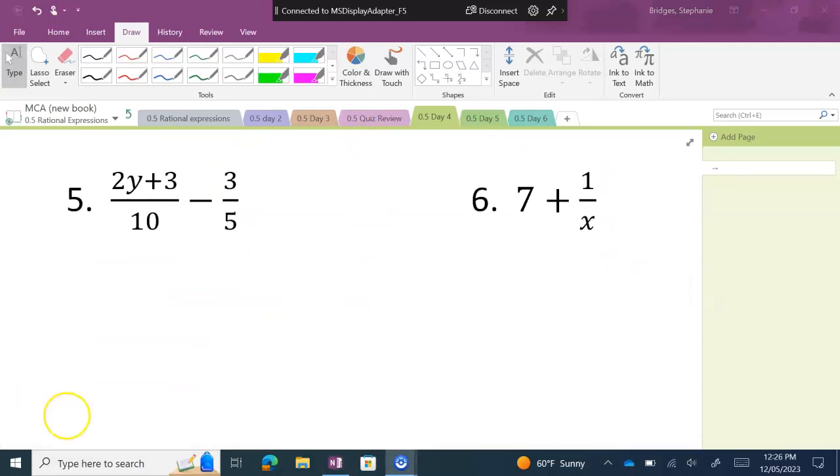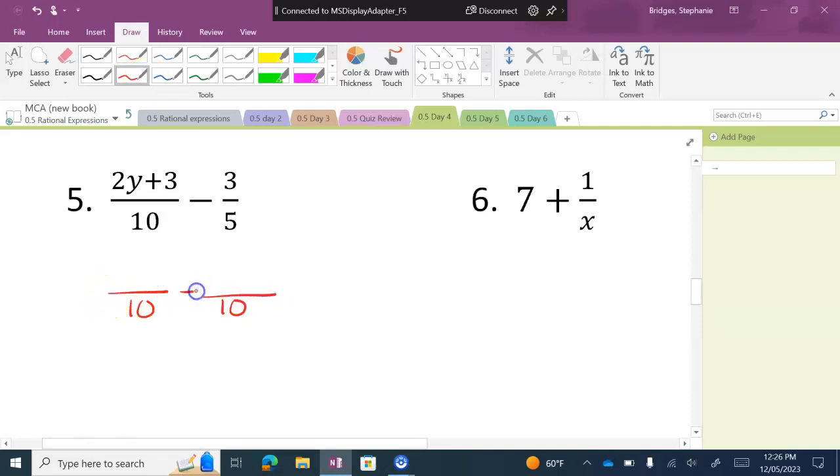Okay, try these 2. And there is definitely going to be a question like 6 on your test, so we want to make sure we get through that when we get to that point. Starting with question 5, my denominators are 10 and 5. My bigger denominator is 10. Does 5 divide into 10? Yes, so I'm just going to use that as my common denominator.